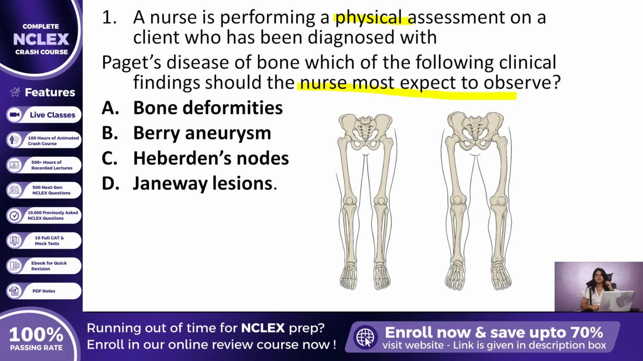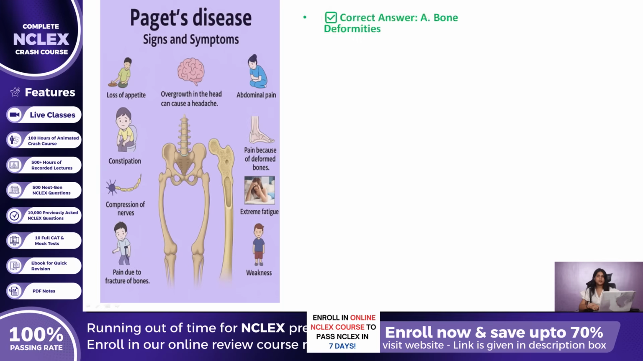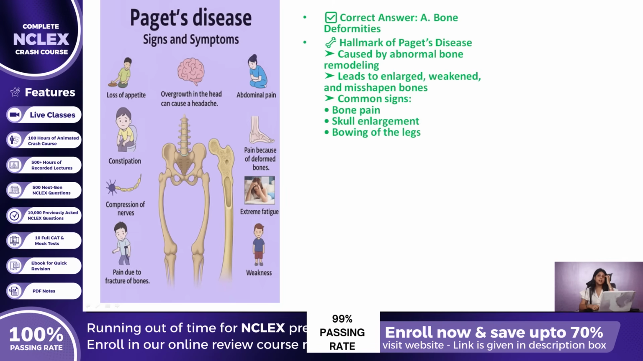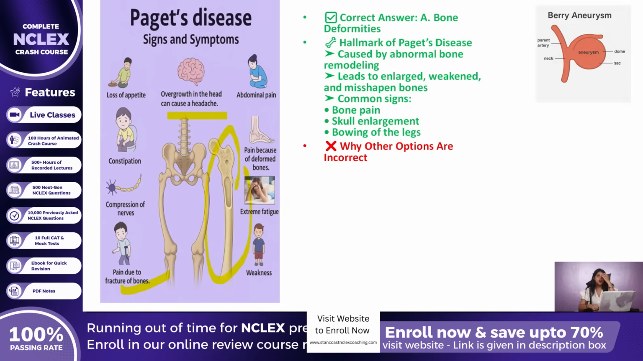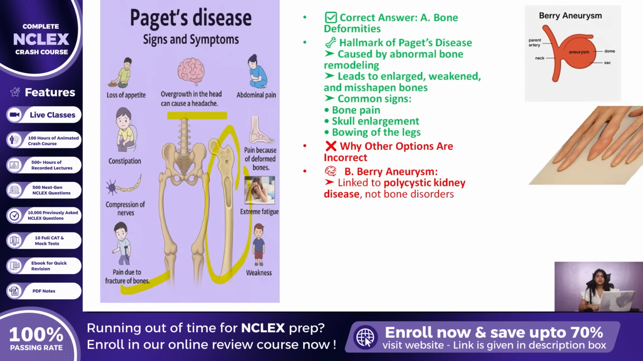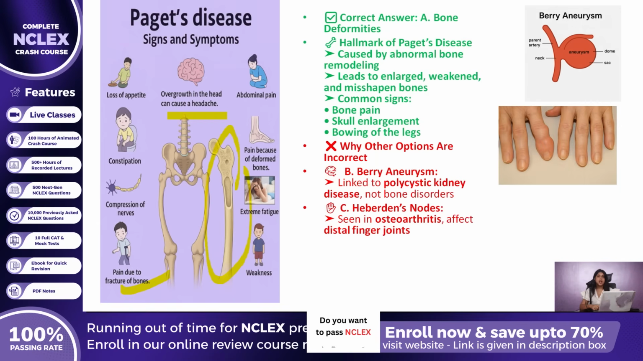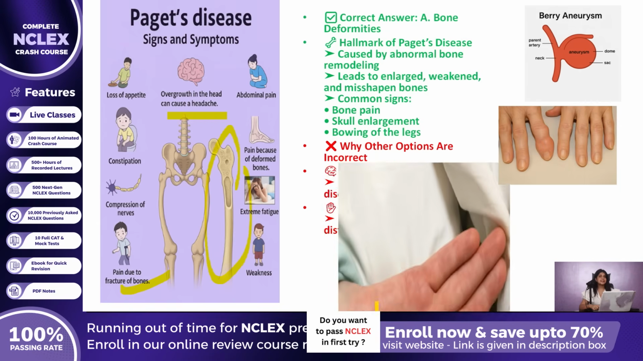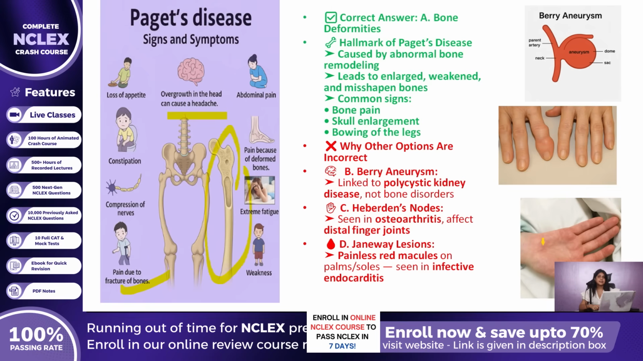The correct answer is option A. Bone deformities, as they are a hallmark of Paget's disease due to abnormal bone remodeling, leading to enlarged, weakened, and misshapen bones. Clients may experience bone pain, skull enlargement, or leg bowing. Option B, Berry aneurysm, is linked to polycystic kidney disease. Option C, Heberden's nodes occur in osteoarthritis. And option D, Janeway lesions, are seen in infective endocarditis. None are related to Paget's disease.